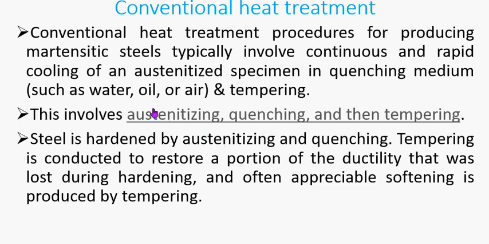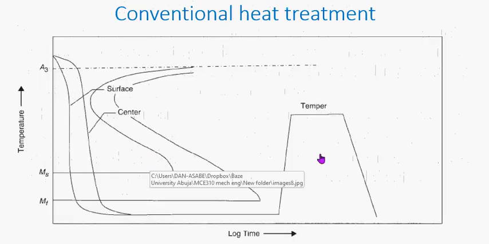Austenitizing basically is heating to the austenite region. Quenching is the cooling, in this case the rapid cooling. And then tempering. After quenching, the material becomes extremely hard and strong, but it loses most of its ductility. And so to regain this ductility, tempering is carried out to restore some portion of the ductility. So let's look at them one after the other here. This is the summary here, as you can see.